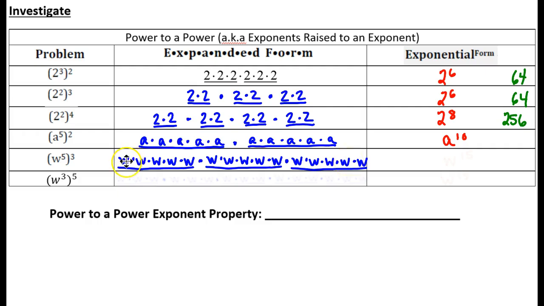So count the total number of w's. 1, 2, 3, 4, 5, 6, 7, 8, 9, 10, 11, 12, 13, 14, 15. This is w to the 15th power.